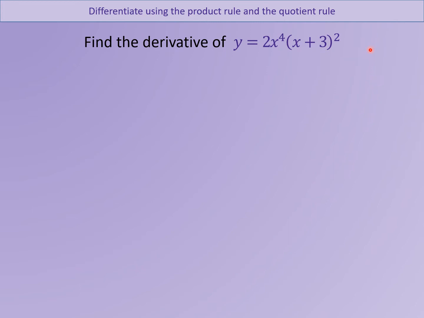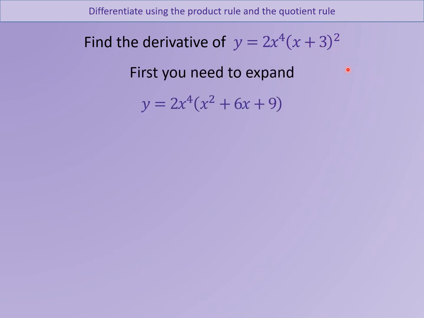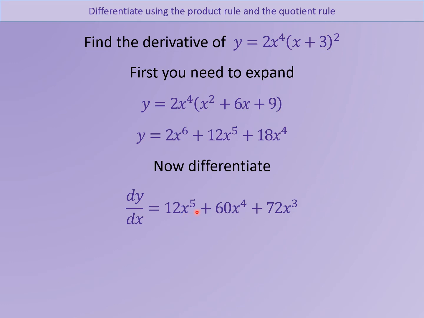Okay, so the first thing you should have done, hopefully, is expanded the quadratic. And then once you've expanded the quadratic, multiply it by the function at the front, the power 4 function, and then ended up with this polynomial. Once you've got this nice neat polynomial, then you can differentiate it like it's asking for there to get 12x to the power 5. 5 times 12 is 60x to the 4, and 4 times 18, 72x cubed. Okay, so those skills, no problem at all.